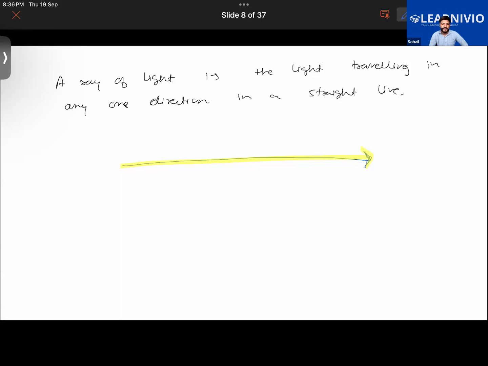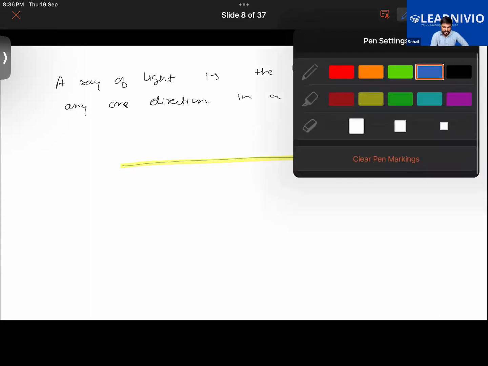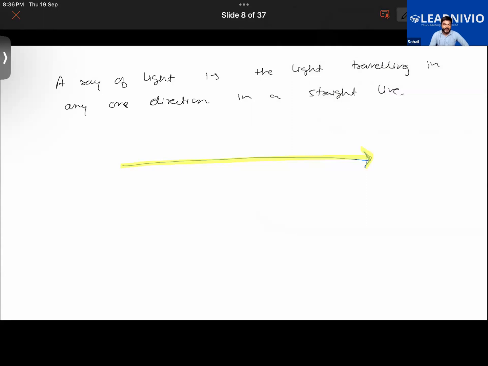Furthermore, sir, a ray of light is like a laser beam, right? Laser light, yes, you can take the example of that. A ray of light or light ray would have a point source of origin. It has a source of origin, plus it is moving in one specific direction.